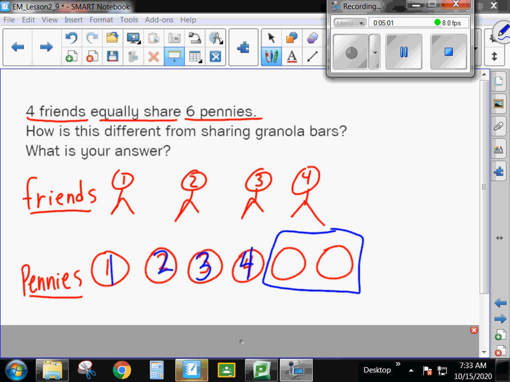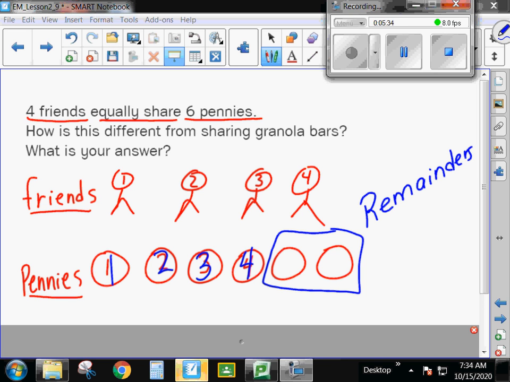Okay, we were able to split those up, right? Well, are you able to really split up pennies? You're not really able to split up pennies, are you? Even if you were able to take a saw and cut them in half to give them to a friend, it's not going to have any value. So this problem is different because this time we're actually going to have leftovers. And in math, when we do division, those leftovers are going to be called remainders.